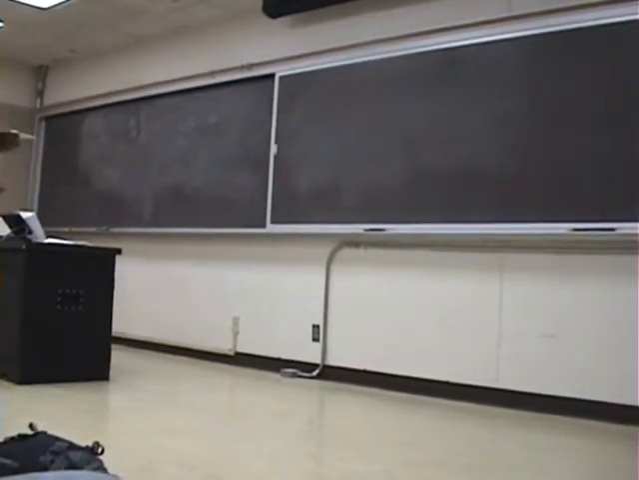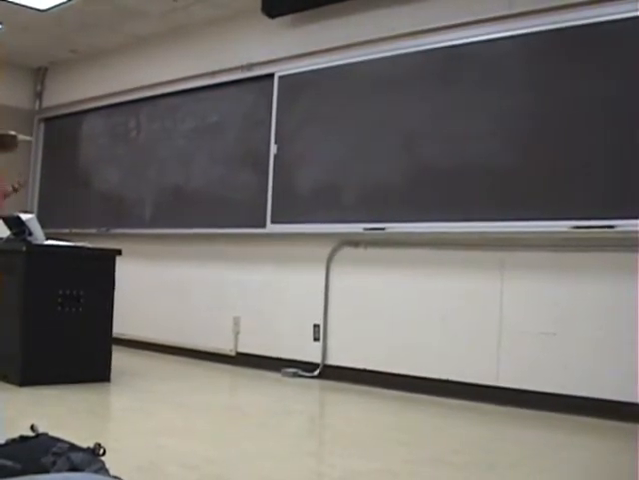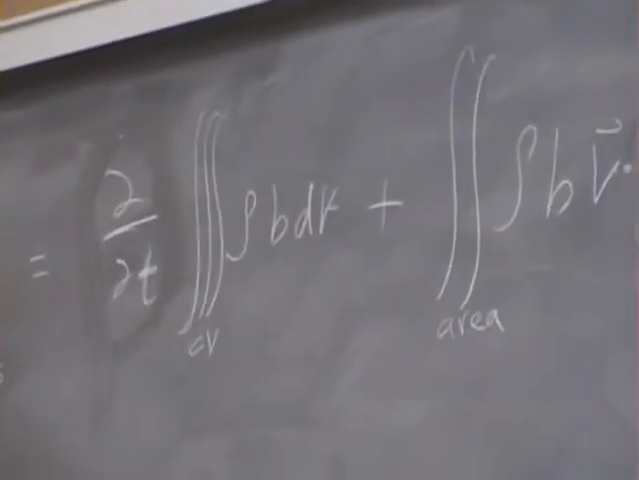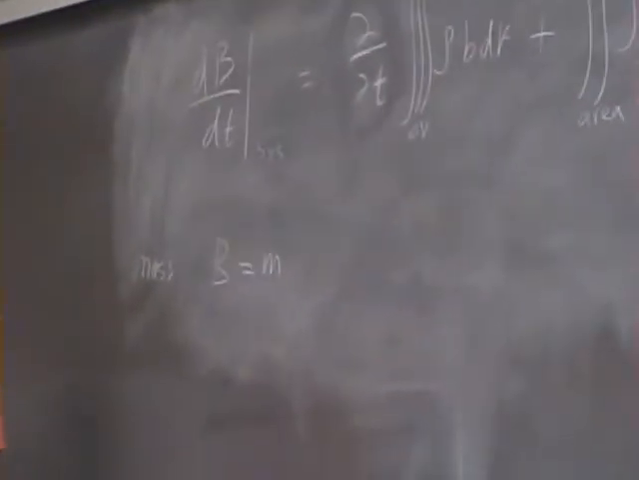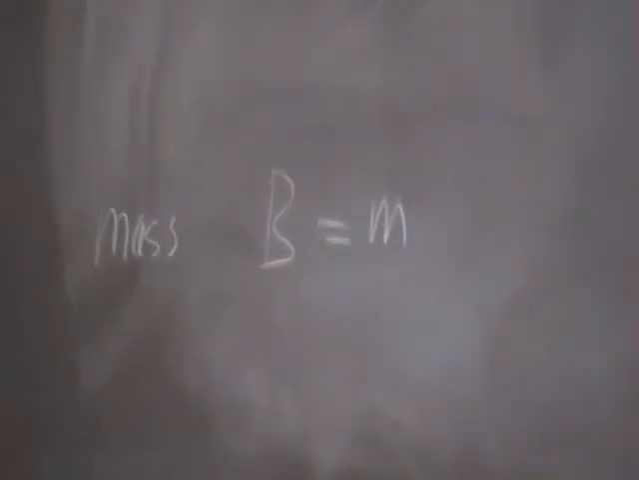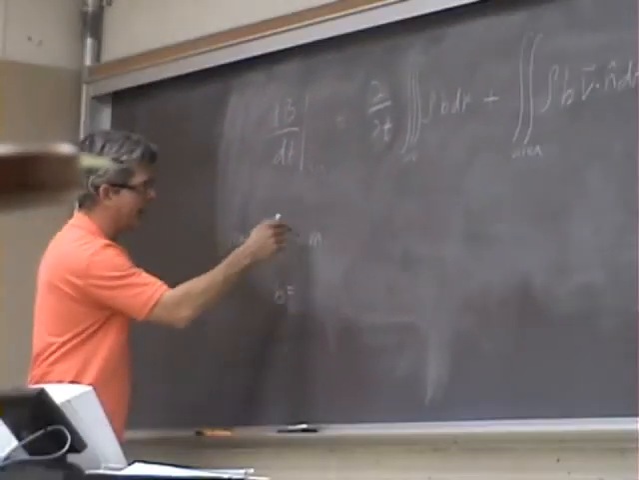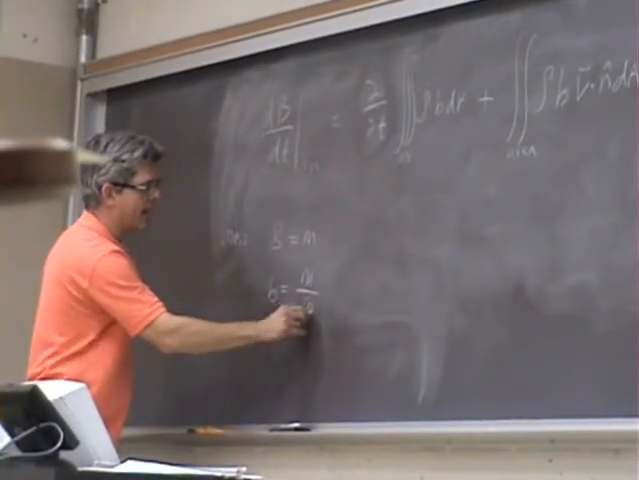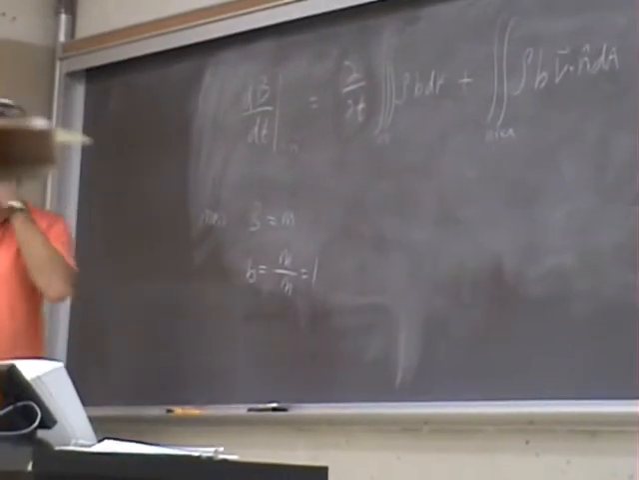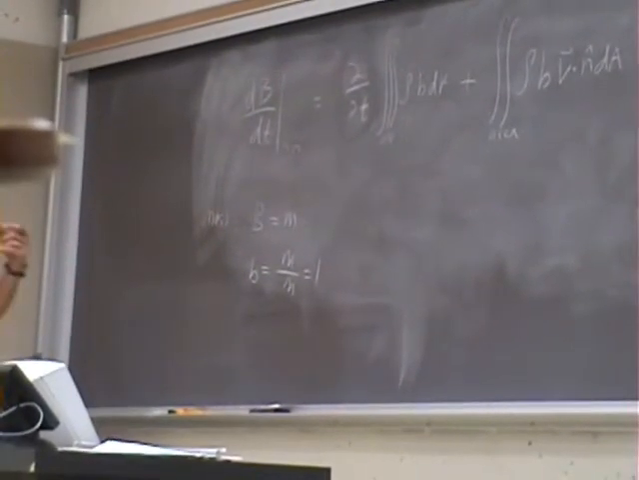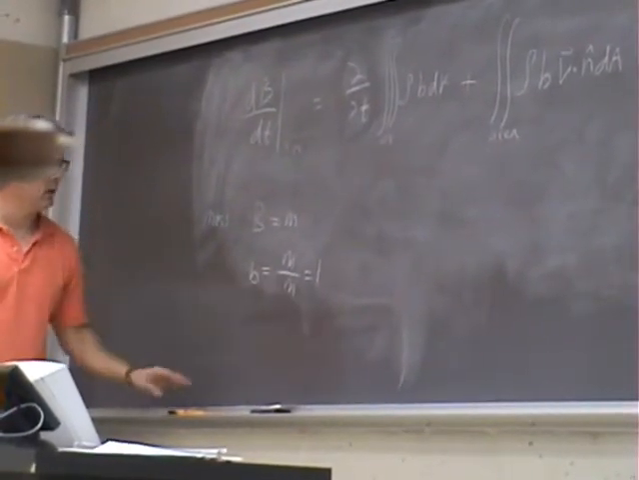So, for example, conservation of mass. Like we said before, B is the extensive property. So if we're talking about mass, B itself is the mass. And the intensive representation of mass is what? Whatever the extensive is per unit mass. So in terms of the intensive property of mass, it's just unity.